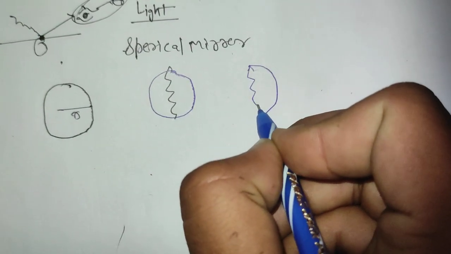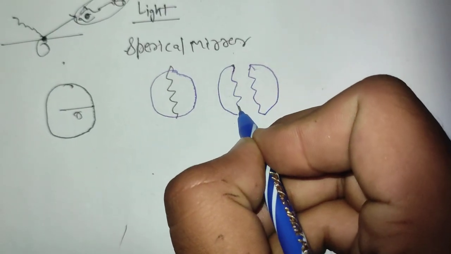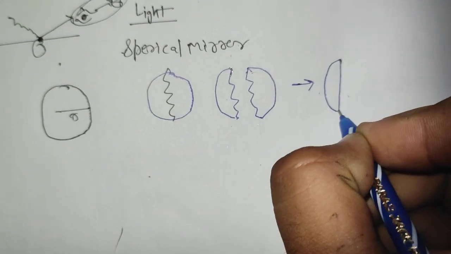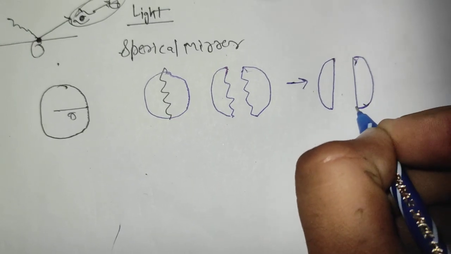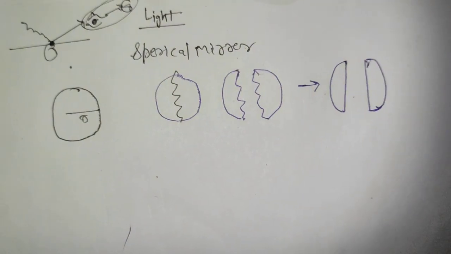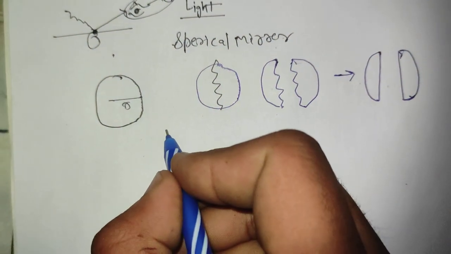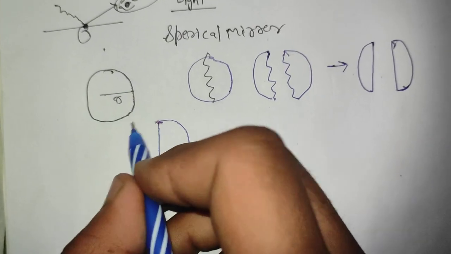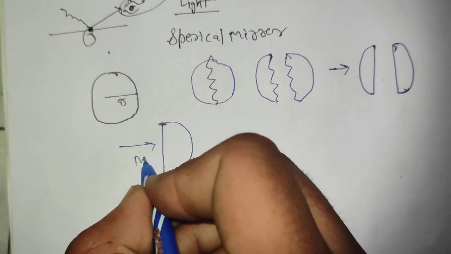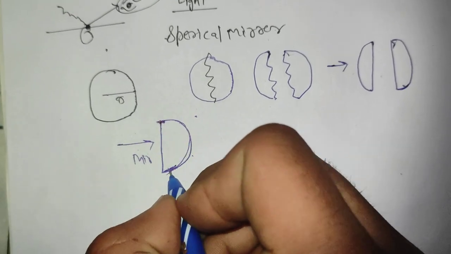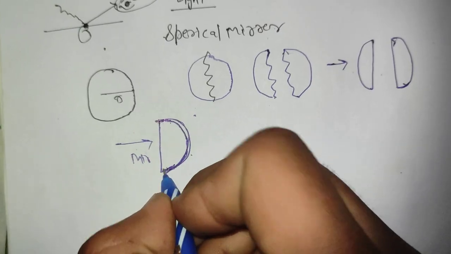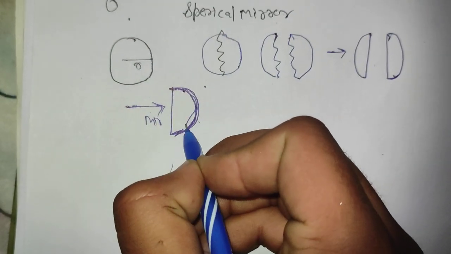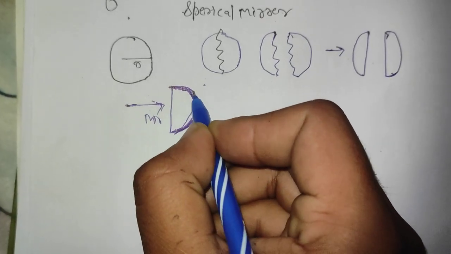Let's polish it, and after the polishing we get this type of shape. Imagine you have a sphere, then you cut it and it splits into two parts. Now see this part I am using: the mirror is on this side. The polished area means the part where the mirror is. We polish it.